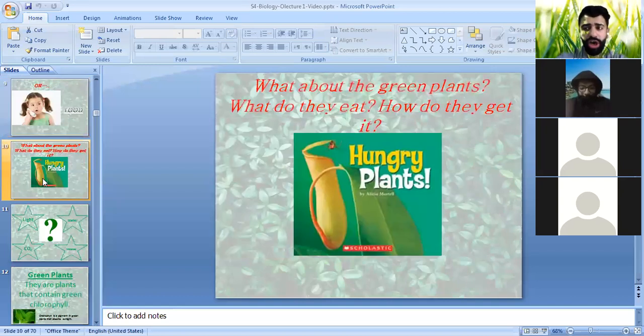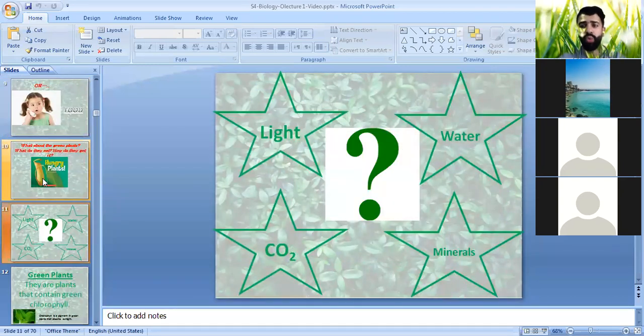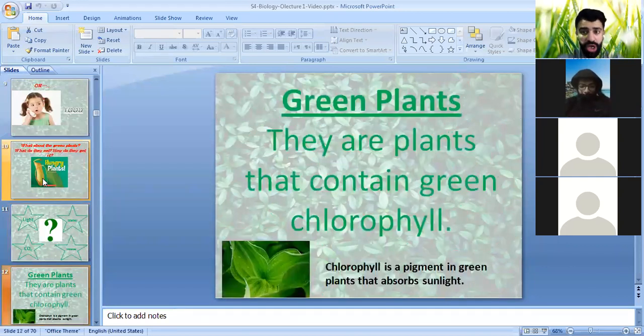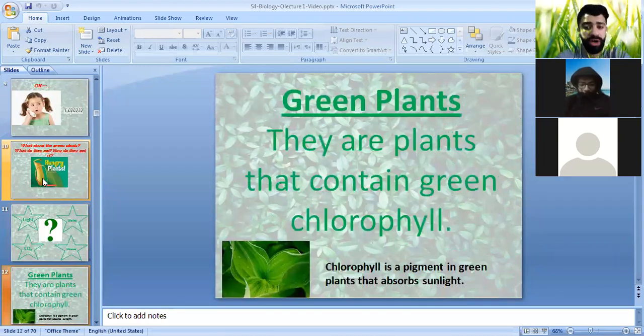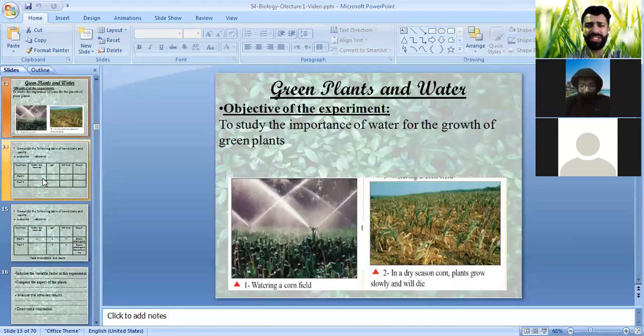So these are the different needs of the green plant. They need light, water, CO2, and minerals. Green plants are the plants that contain green chlorophyll. What is chlorophyll? It's the pigment in the green plant that allows it to absorb sunlight. So let's start with a series of experiments showing the different needs of green plants.